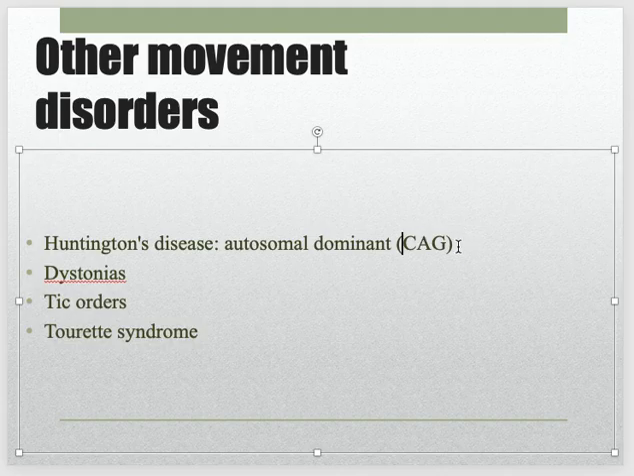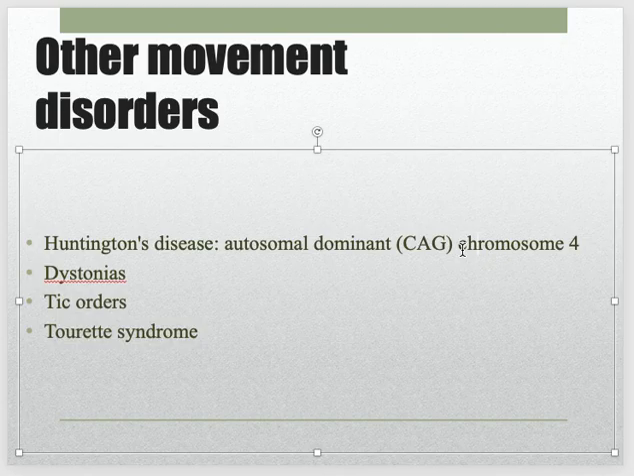This trinucleotide repeat expansion is present on chromosome number 4, where there are too many repeats of CAG, and that's why this gene is also called the Huntington gene. Due to this abnormal gene, there is cerebral atrophy, which affects the striatum, the direct pathway as well as the indirect pathway, and the patient presents with Huntington disease.